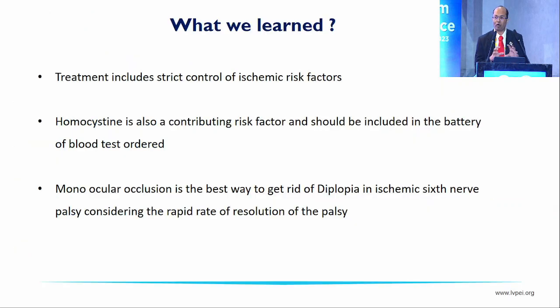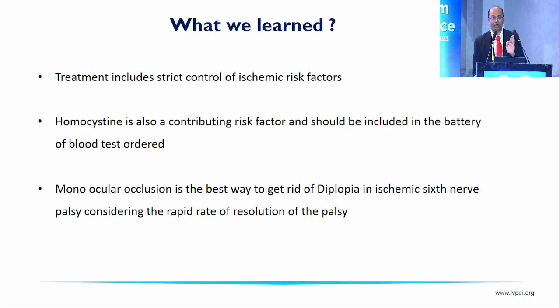And what this case teaches is that treatment includes strict control of ischemic risk factors. Nowadays, as in this patient, we found that homocysteine is known to be an independent risk factor. We have an in-house publication by Dr. Virender on how homocysteine alone can cause sixth nerve palsy, and when you treat it, there will be a complete recovery of the sixth nerve.